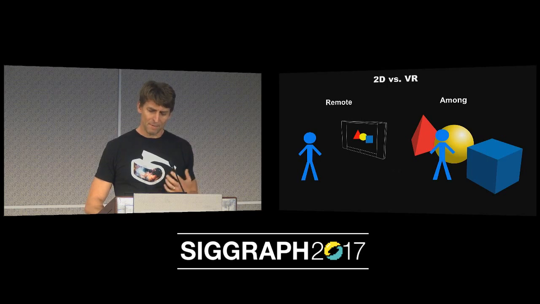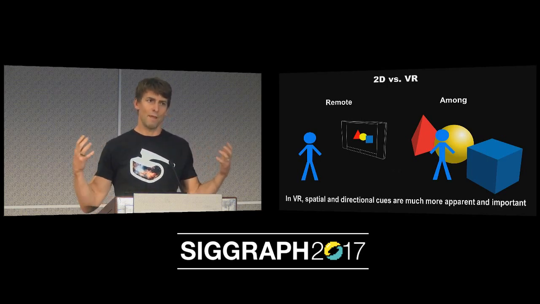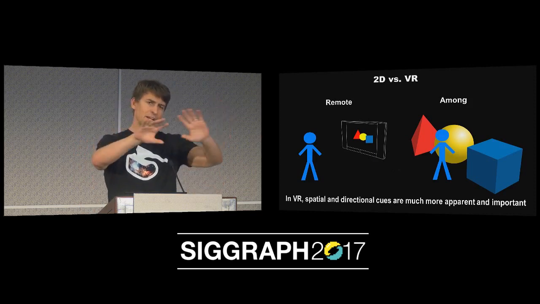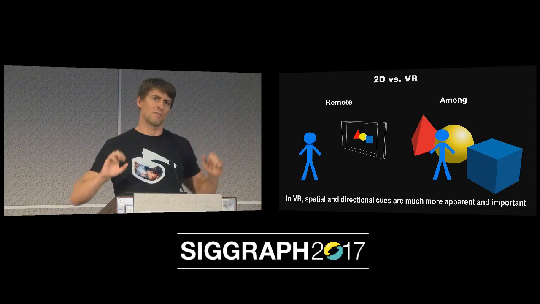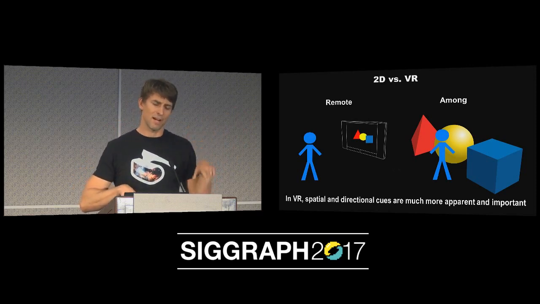What ends up happening with that is basically the spatial and directional cues are way more important in VR than they are in a 2D situation. When you look at something on a screen, you have to abstract out all the spatial things that are happening. You get X, Y, but you lose Z, and you lose a lot of the angles and direction that are happening.